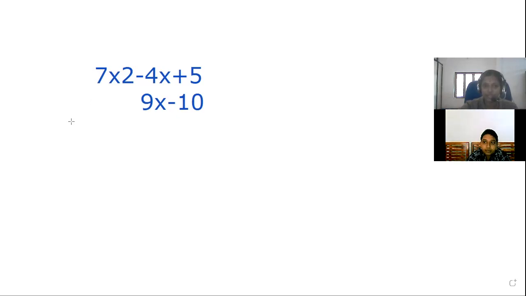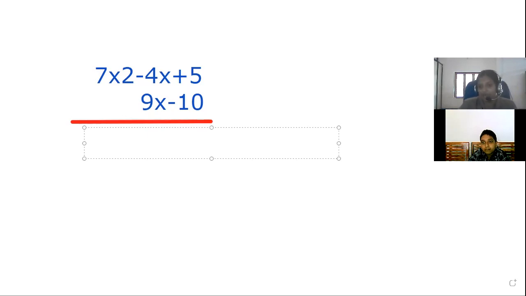That is the first expression, plus 9x minus 10. First, where do we start? We have to start with the constant terms. When we add the constant terms, what happens? Plus 5 minus 10. What should be the sum? Is it plus 5 or minus 5? Minus 5. It becomes -5. And what about minus 4x plus 9x?